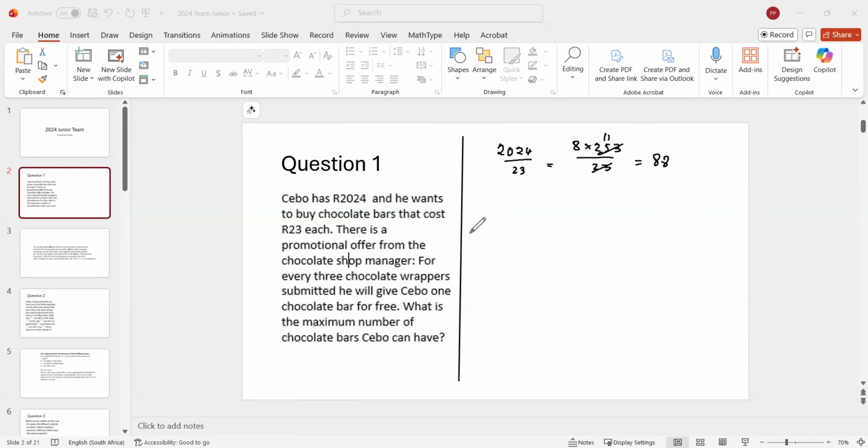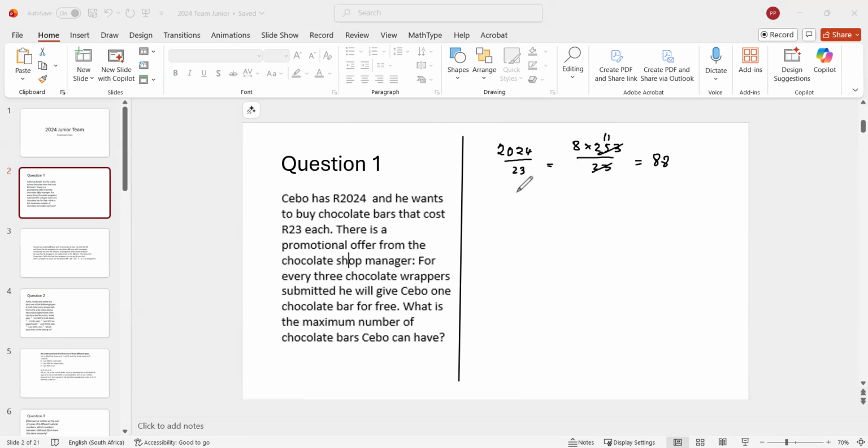Now they say there is a promotional offer from the chocolate shop manager. For every 3 chocolate wrappers submitted, you will give Cebo 1 chocolate bar free. So he's got 88 chocolate bars, and I presume he's going to save all the wrappers. We're going to see how many sets of 3 there are in 88.